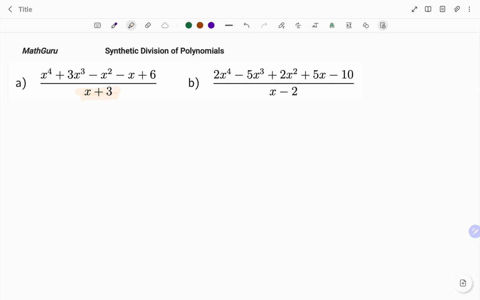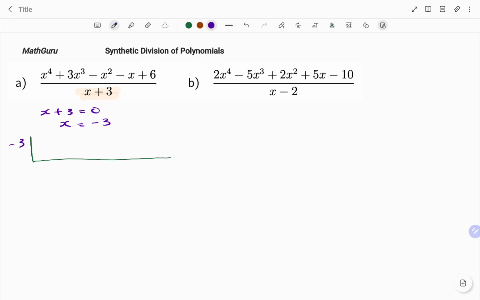And in synthetic division, we must turn that factor into its zero form by setting it to 0. So therefore, we have x plus 3 equals 0. Therefore, x will be negative 3. So the next step is to start dividing. I'm going to draw my division box as shown. And because we're dividing with a negative 3 as a factor, I'm going to put that here.